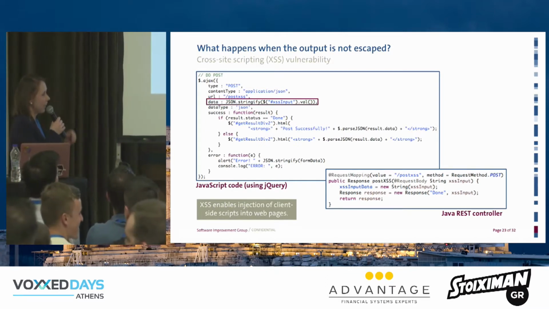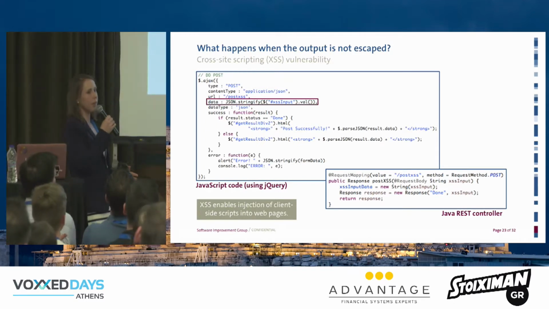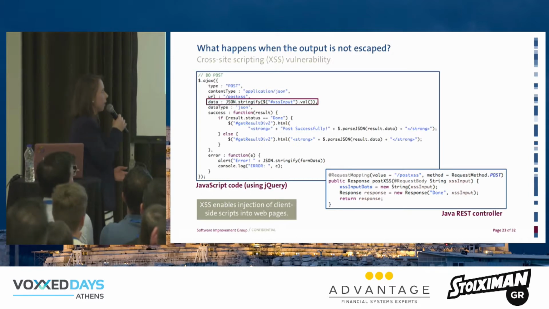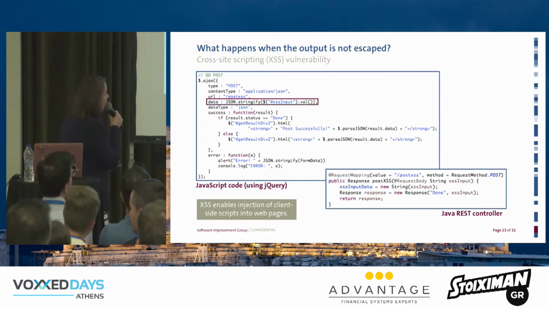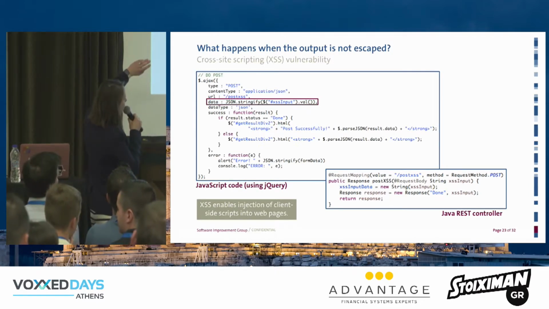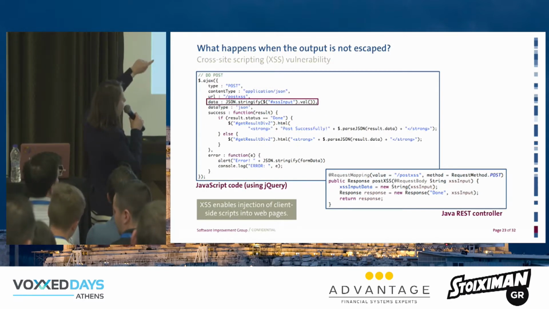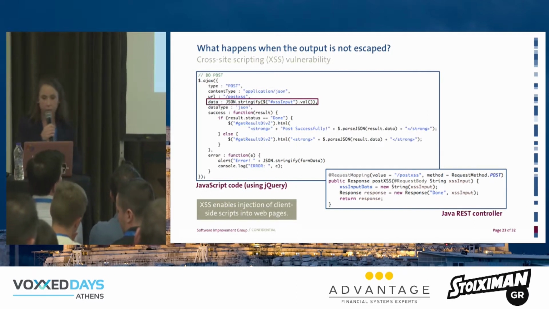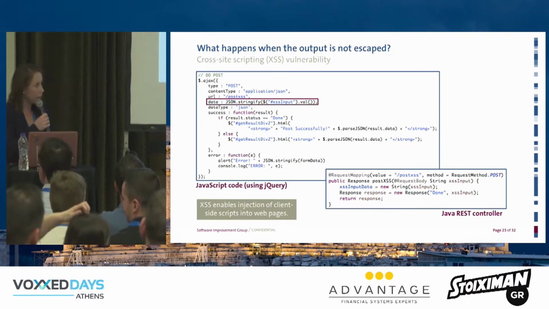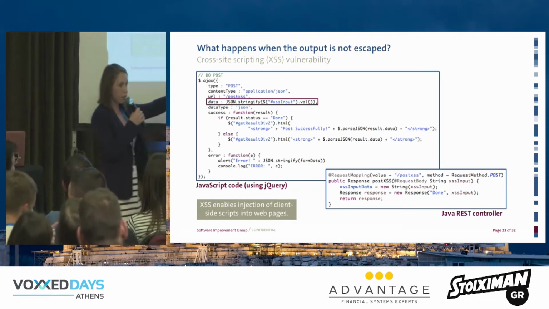So this is to show you how easy it is to actually perform a cross-site scripting attack if you are vulnerable. This is jQuery, JavaScript code using the jQuery library, and it posts some data to the backend, and the Java controller associated with it just stores the data in the database.